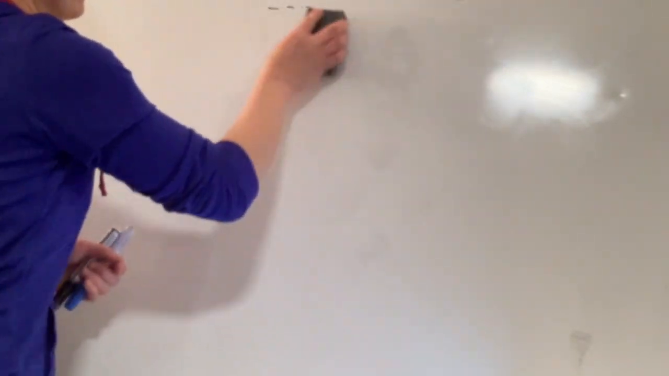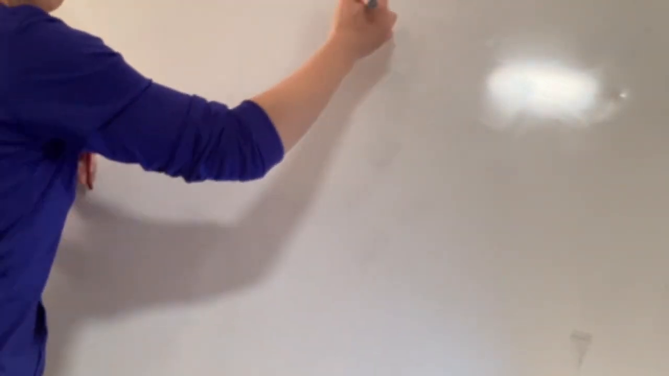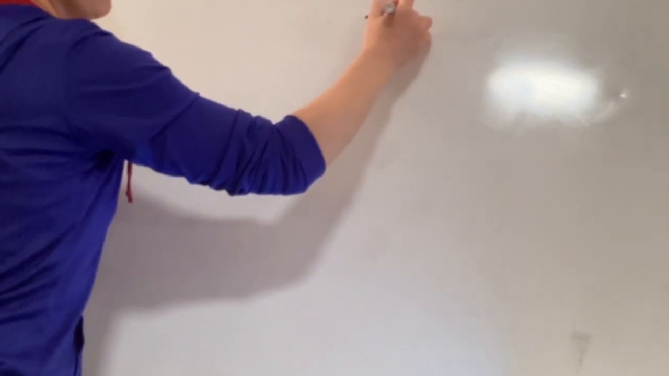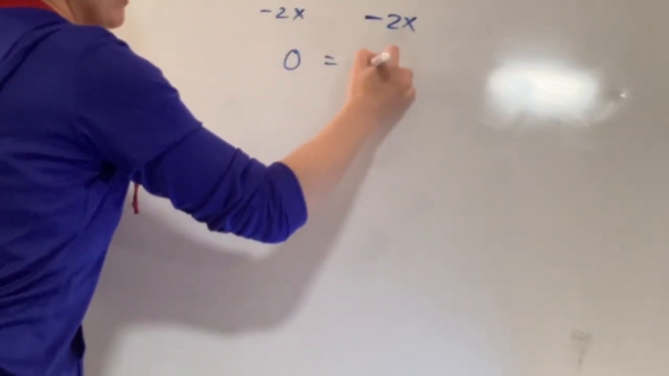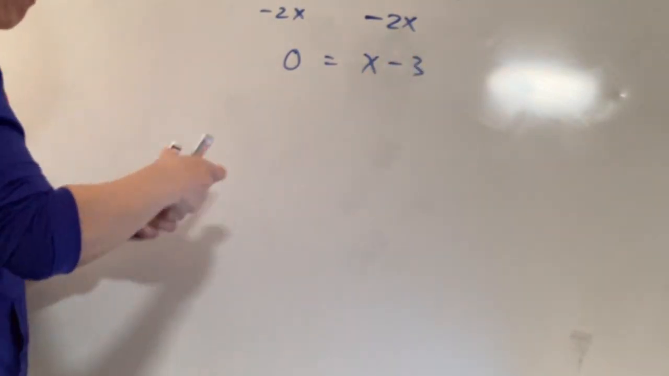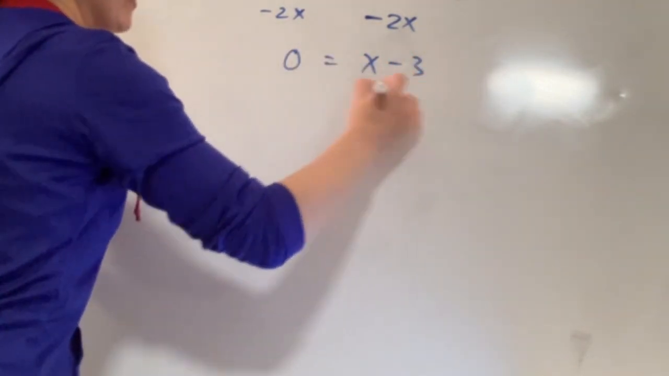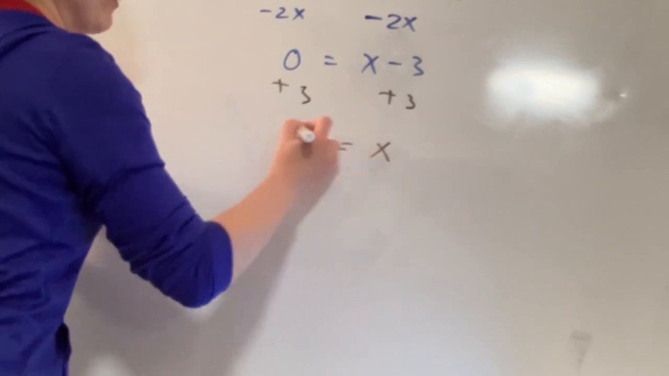Oh, okay. Yeah, I should write it in another color. So if I minus 2x from both sides, yes, I'm going to have 0 equal to x minus 3, right? Yeah. Then I can plus 3 to both sides. So x equals 3. Yeah.